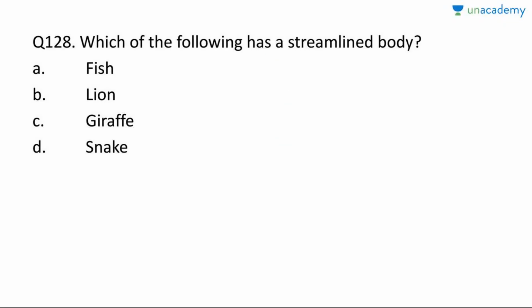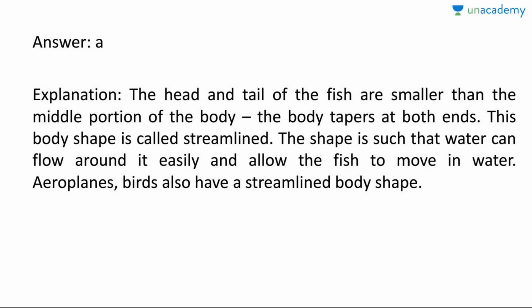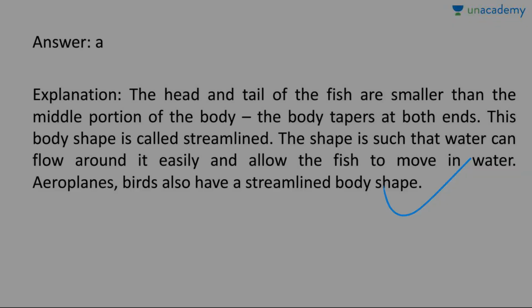Question 128. Which of the following is a streamlined body? So anything which is reducing water resistance. These aquatic animals, and also some plants and animals, have a streamlined body. The answer here is fish. So the head and tail of the fish are smaller than the middle portion of the body, and the body tapers at both the ends. So this body is called a streamlined body, and the shape is such that water can flow around it easily and allow the fish to move in water. And aeroplanes and birds also have a streamlined body shape.